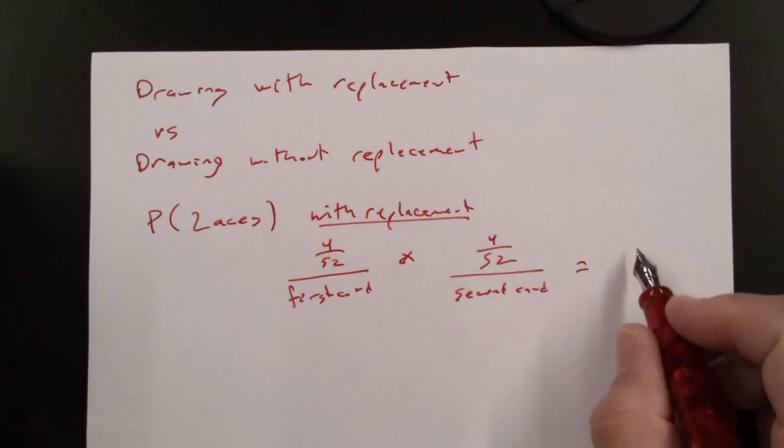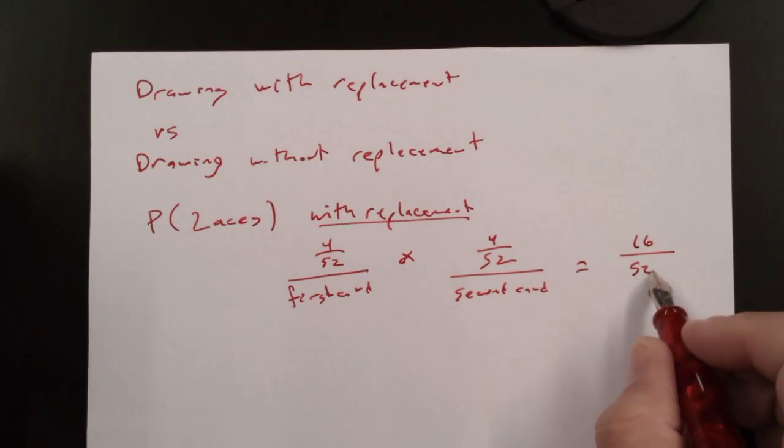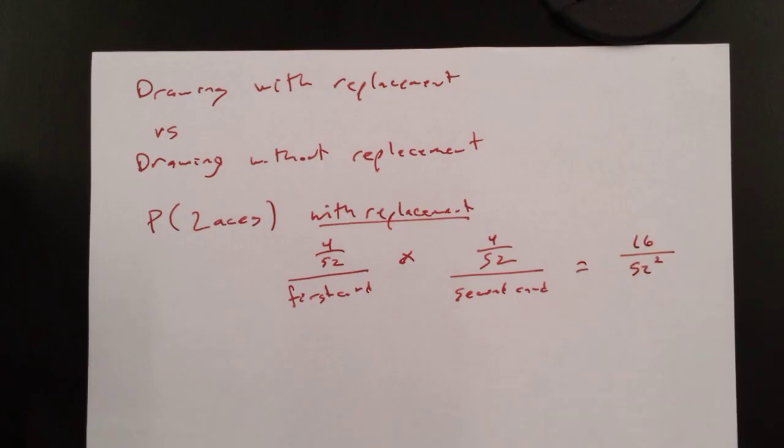And so my answer is whatever 16 over 52 squared is. 52 squared. 50 squared is 2500, so 2704. Who's got a calculator? It's 52 squared. 2,704. Great.